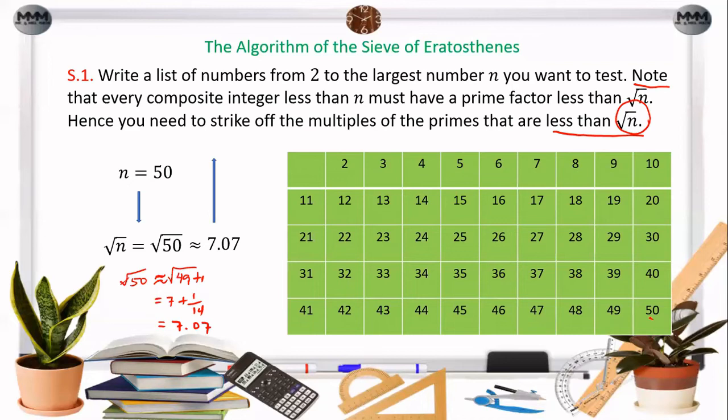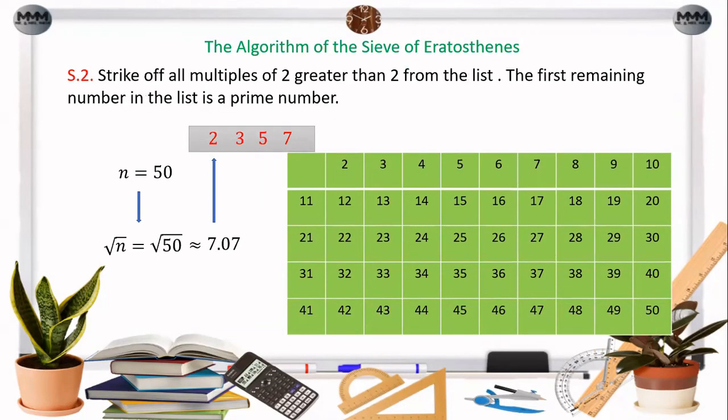So in that case, we will be considering the primes 2, 3, 5, and 7, which are all the primes less than 7.07. We will not be testing anymore numbers more than 7. Follow? Because we can get all the primes from 2 to 50 if we only consider 2, 3, 5, and 7.